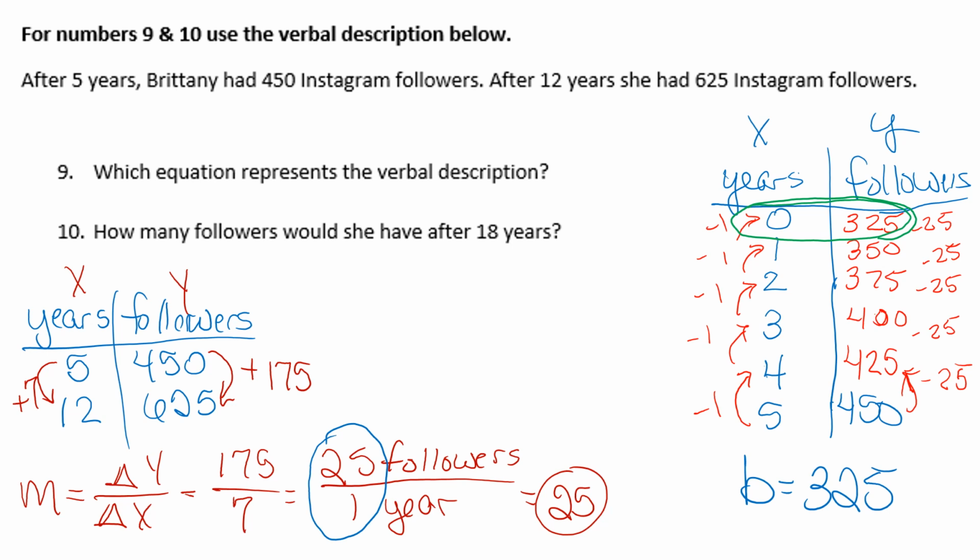So my equation is going to be y equals 25x, because that was my rate of change, plus, started out with 325 followers.